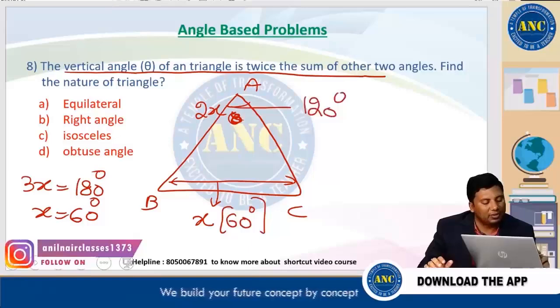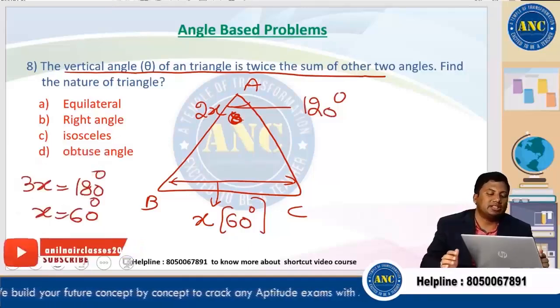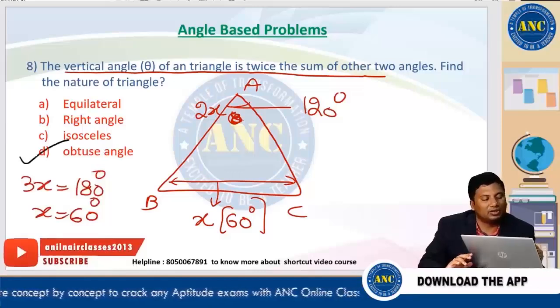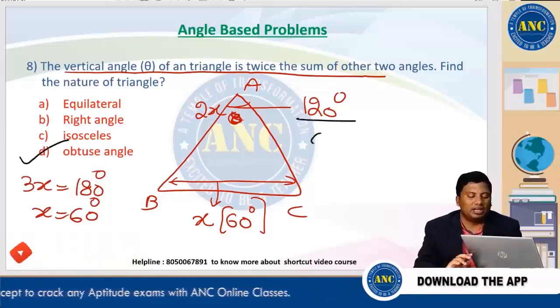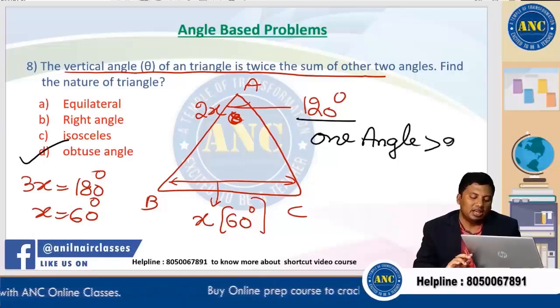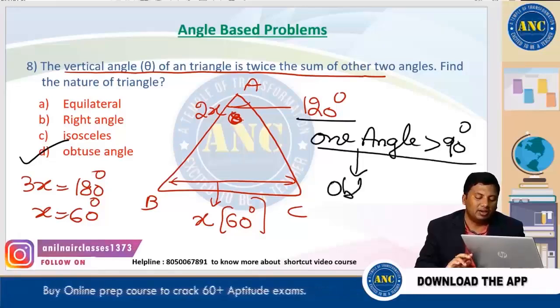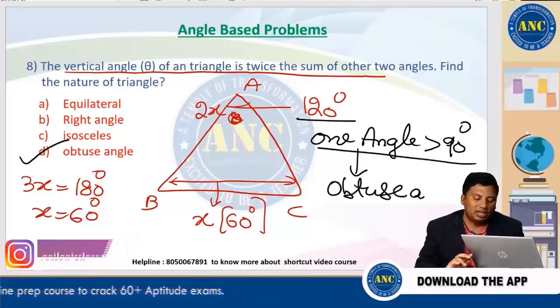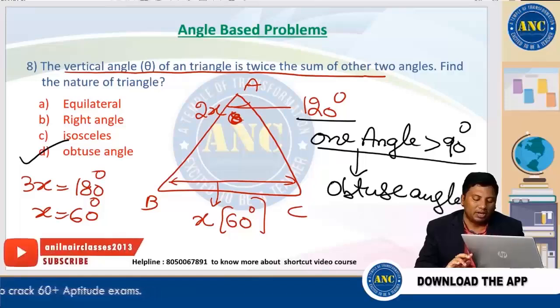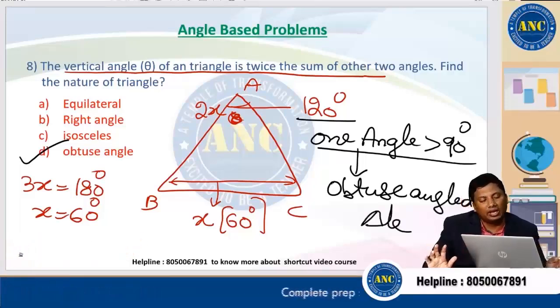If this angle becomes 120 degrees, if one angle is greater than 90 degrees, then the triangle is known as an obtuse angled triangle, because one angle is greater than 90 degrees. Then it will become an obtuse angled triangle. Are you all with me? I hope the idea is clear.